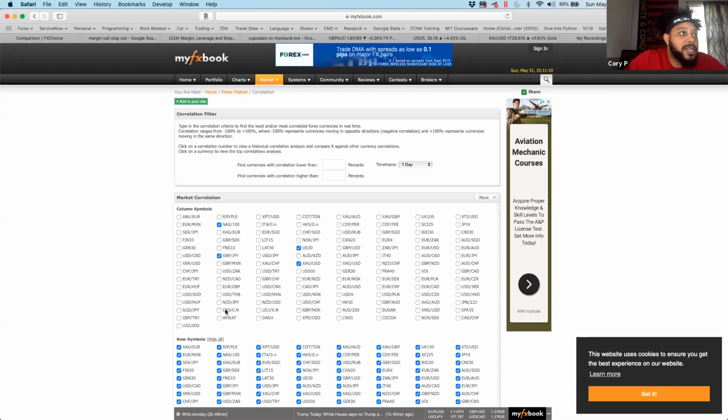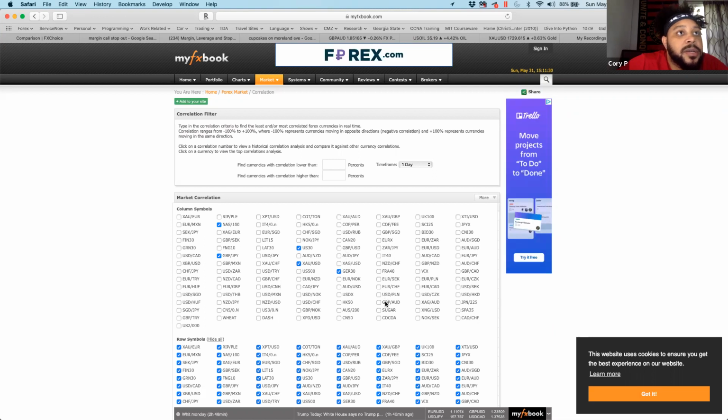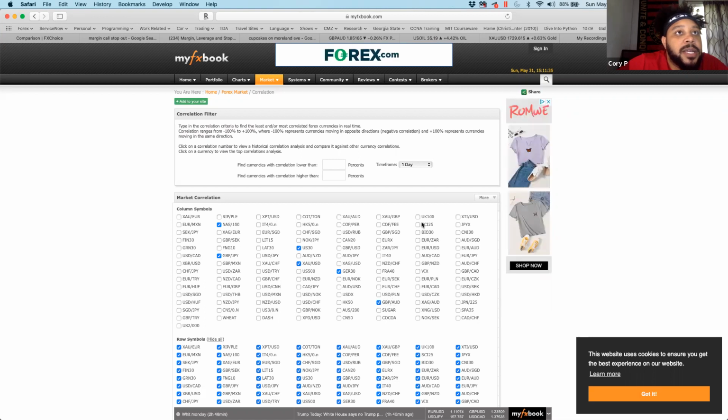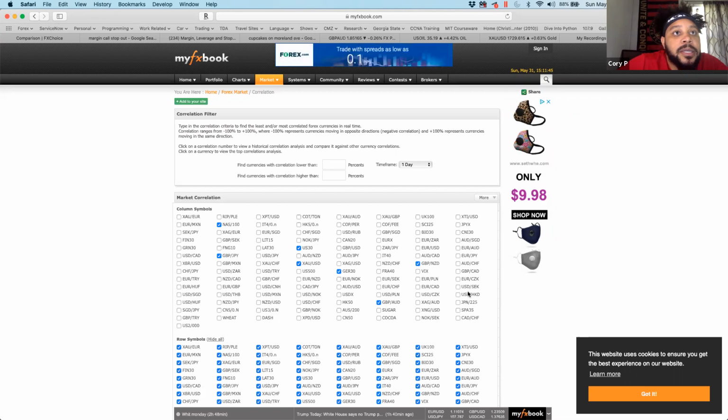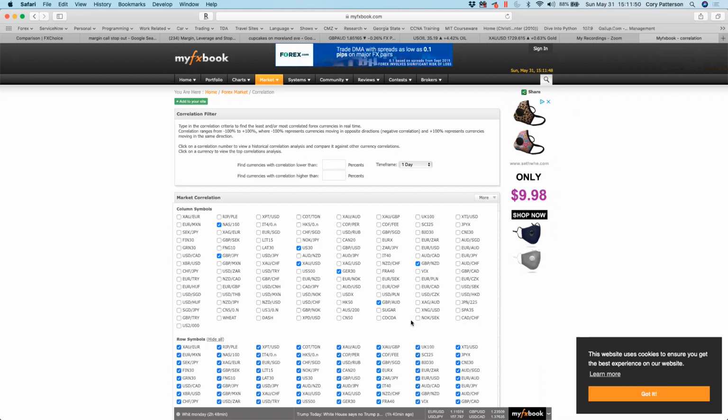Let me add in all the indices real quick. I got NAS, I got US 30, I got gold, and I'm even going to add in some G pairs because G pairs are another good pair that I like. And I'll even add in Jer 30 so you can see that too. EA is a good pair too. EURUSD moves with GBPAUD sometimes as well.